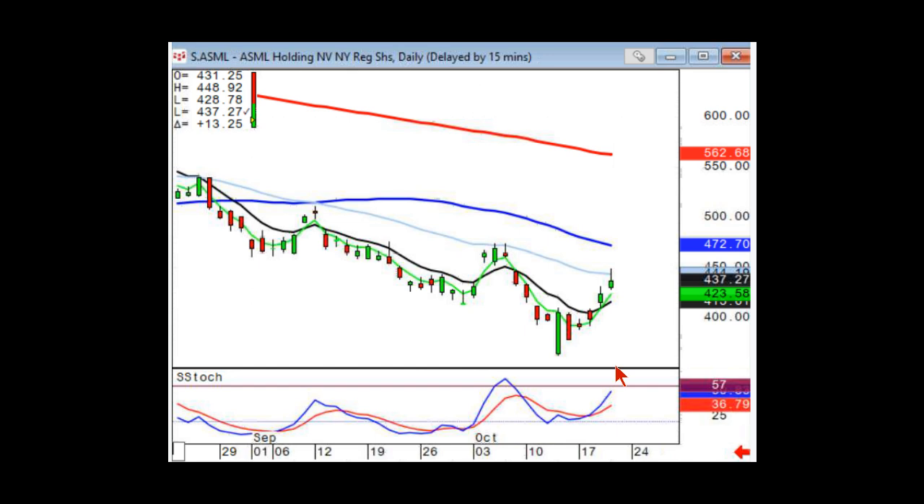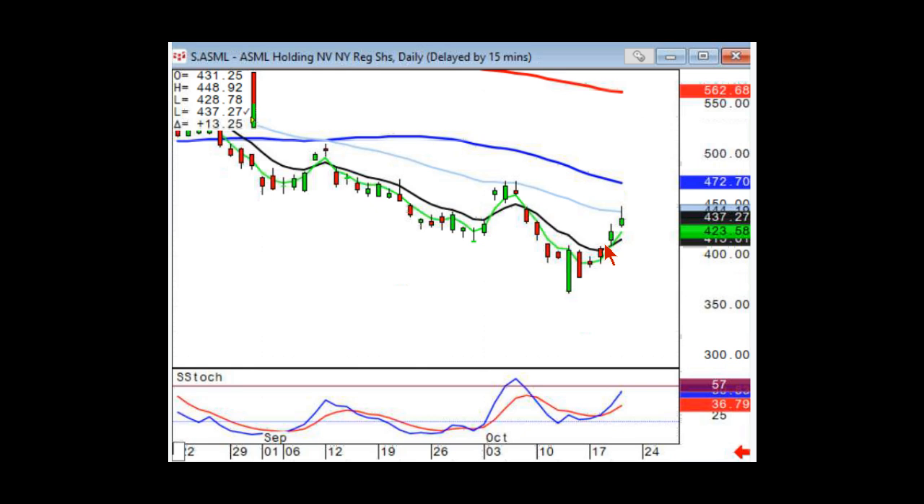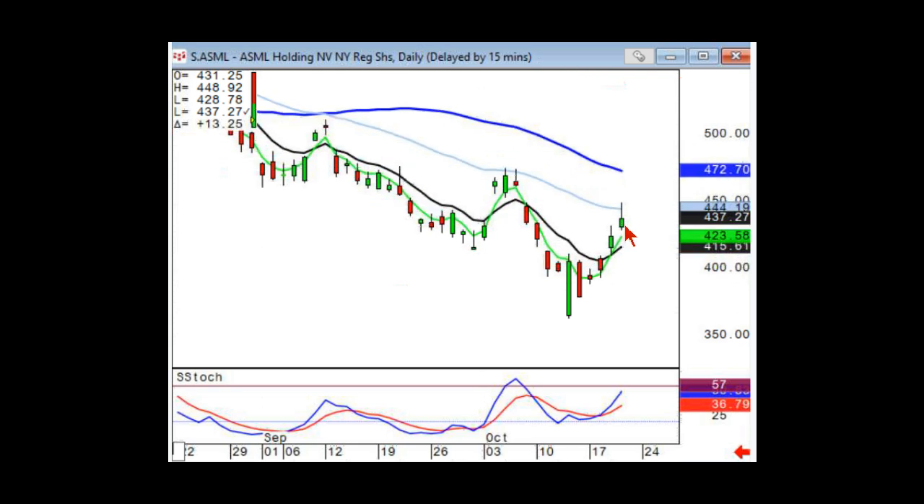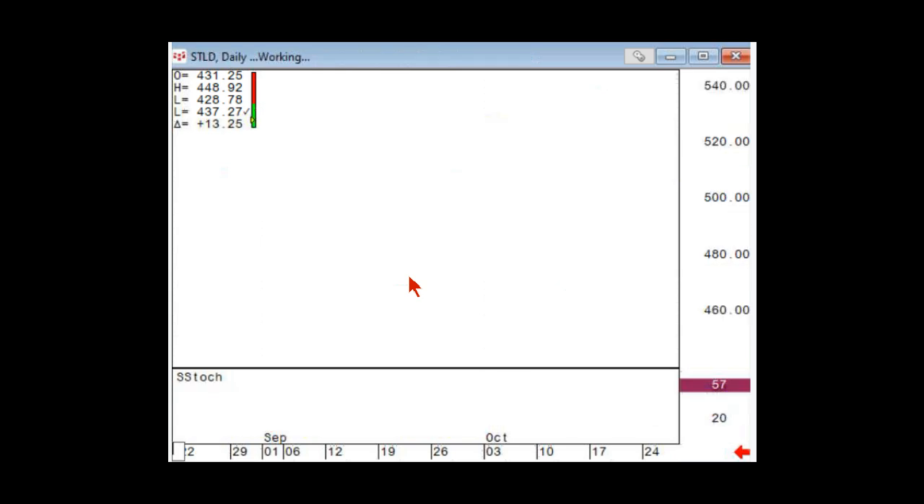ASML, all you can do right now is stay long, but with the idea you're right here at a resistance level. So if this traded back below today's low, I'd probably come out of it and see if it's going to come back and test the T-line. Was there a setup in Standard or Steel Dynamics?